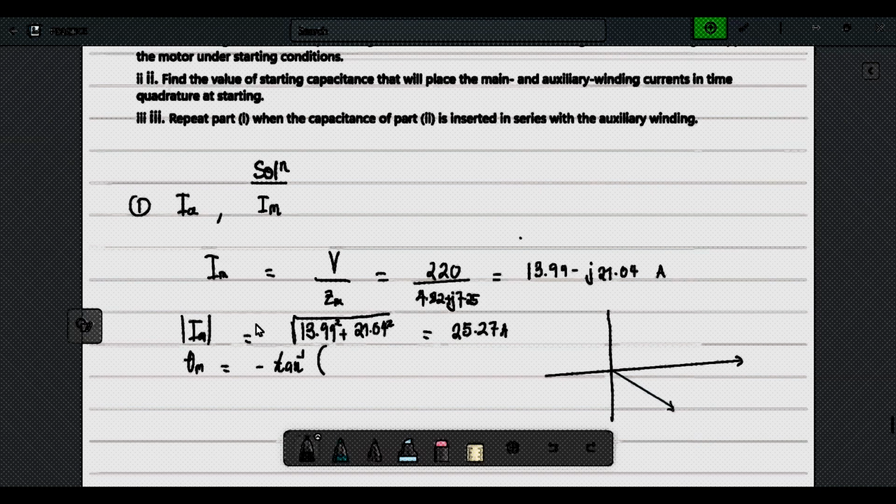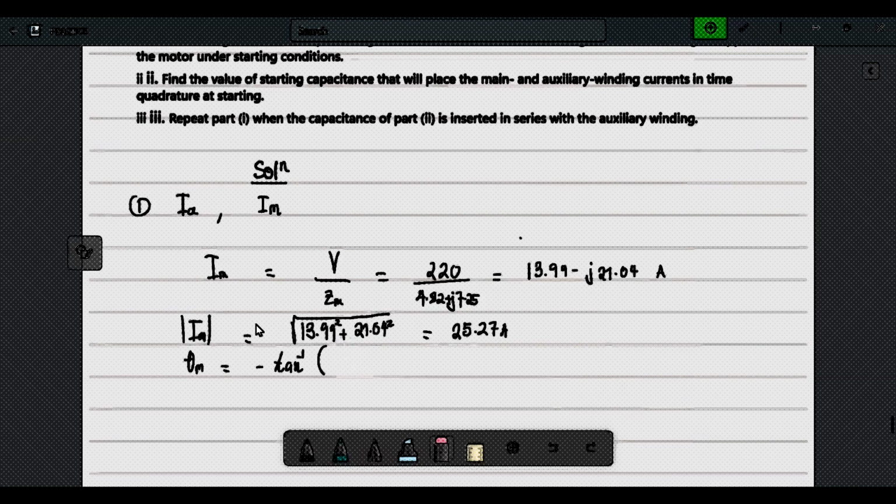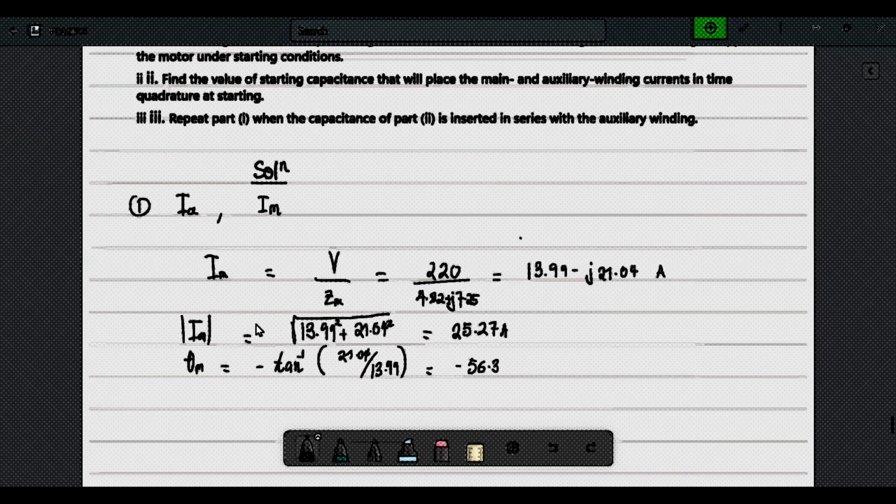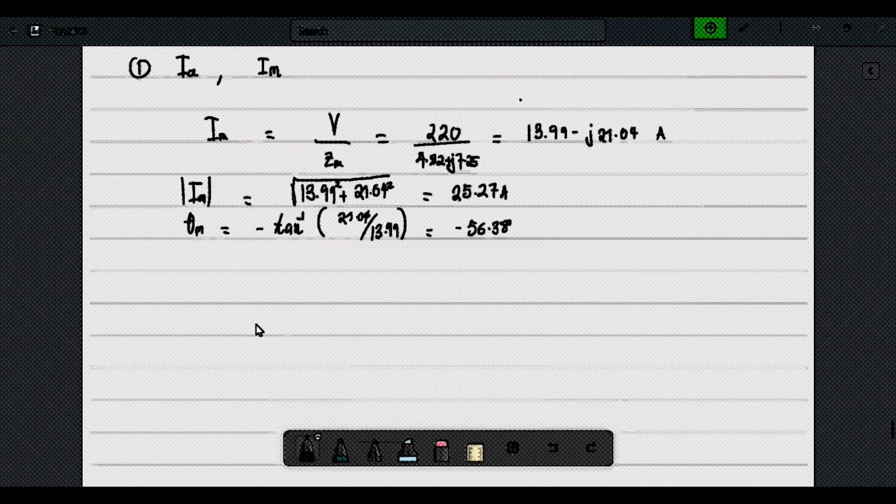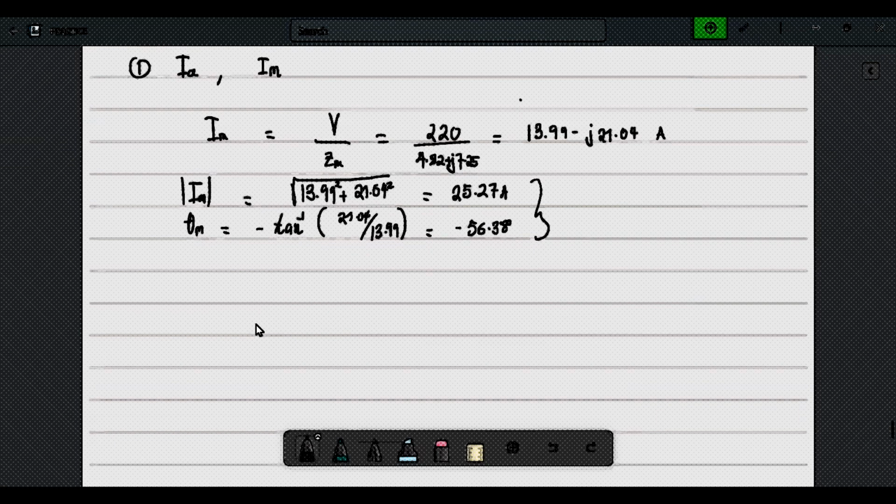And this is the angle that I'm talking about, right? That is theta m. So this theta m is what we're going to calculate here. And this angle, since we are measuring in the clockwise direction, it's a negative angle. So tan inverse of 21.04 divided by 13.99. And this angle comes out to be negative 56.38 degrees. Okay, so that's the magnitude of the angle for the main winding.